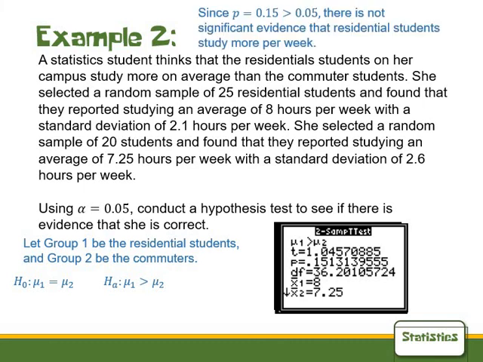Okay? So I have the interpretation at the top. 0.15, that's larger than 5%, so we don't want to make that type 1 error. We would fail to reject. Okay? Whatever our significance level is, if our p-value is larger than that, that means our evidence isn't strong enough. We'd fail to reject, and there is not significant evidence of what we were trying to show in the alternative hypothesis, that residential students study more per week. So that's an example of the two-sample t-test.